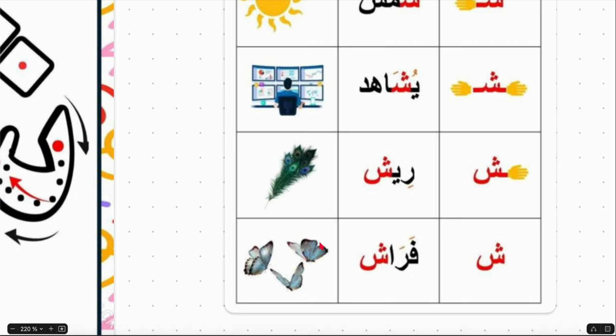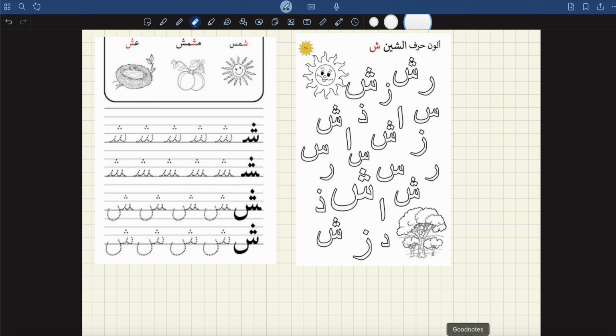We talked about the sound ish, ish. Right? The sound is very important. Now we will move on to an exercise of finding the letter Shin and coloring it.